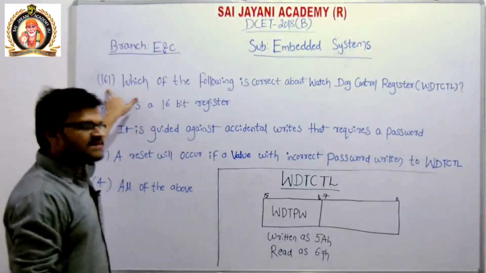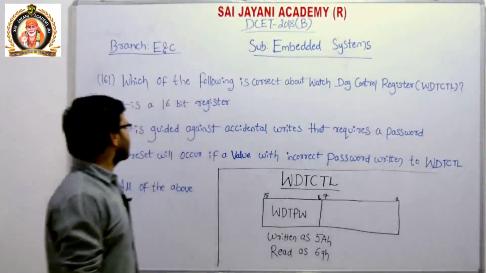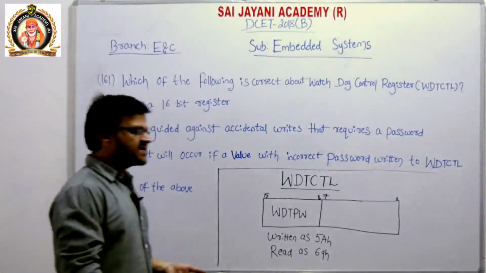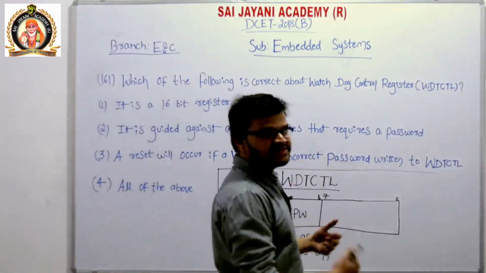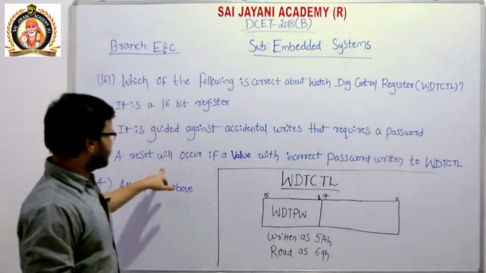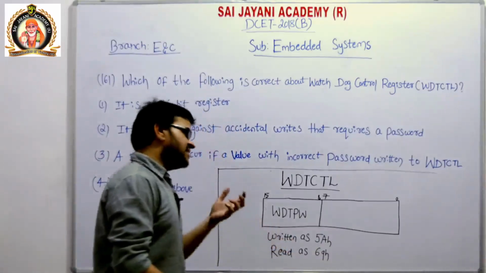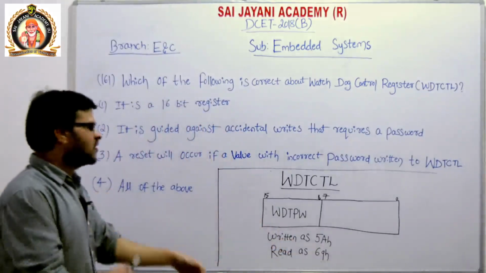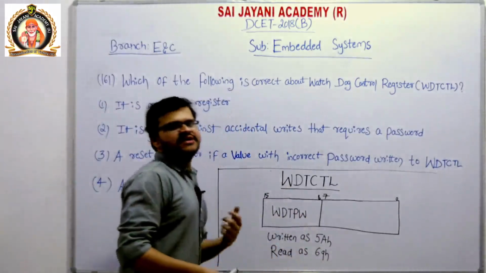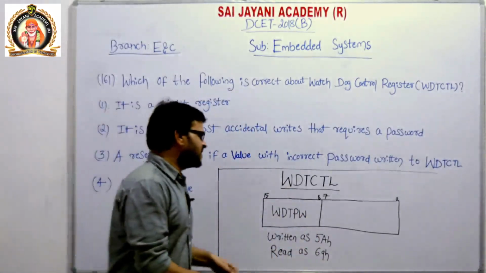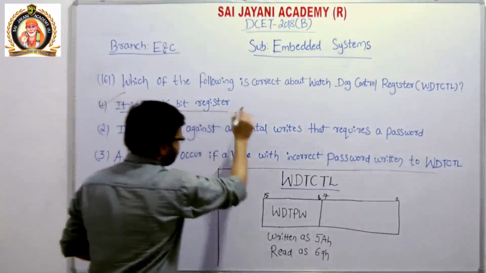The question number 161: which of the following is correct about the watchdog timer control register. The options are given below. The first one is it is a 16-bit register. The second one is it is guarded against accidental writes, that requires a password. The third one is a reset occurs if a value with an incorrect password is written to the WDTCTL register, and the fourth one is all of the above. The WDTCTL is a 16-bit register which is mainly used to control the watchdog timer operation. So from the options, the first one is the right option.